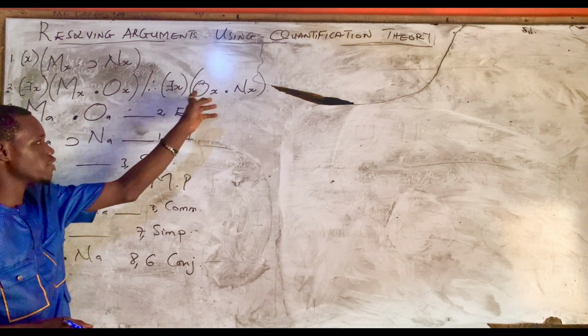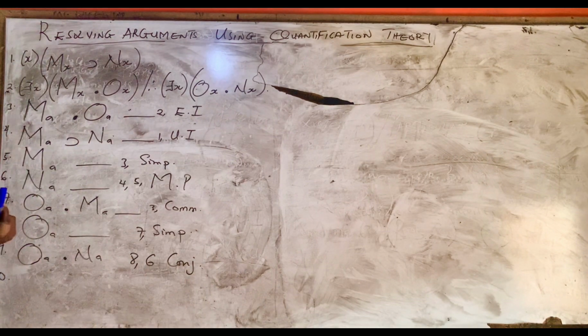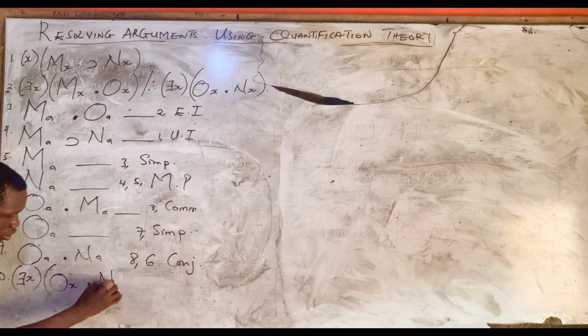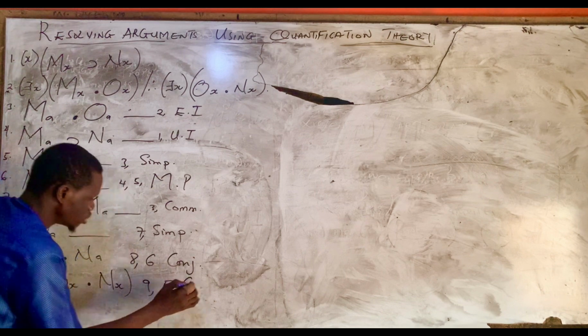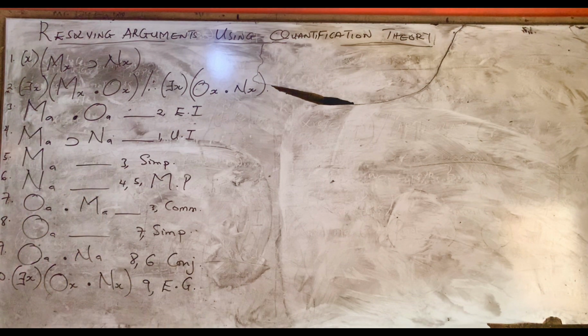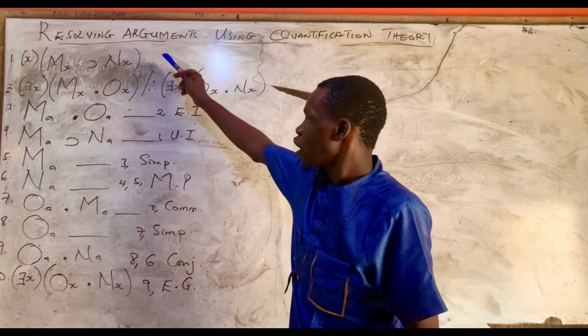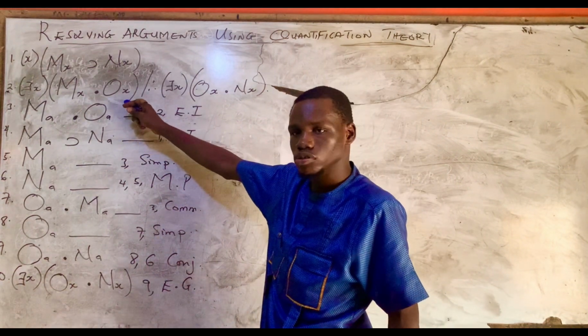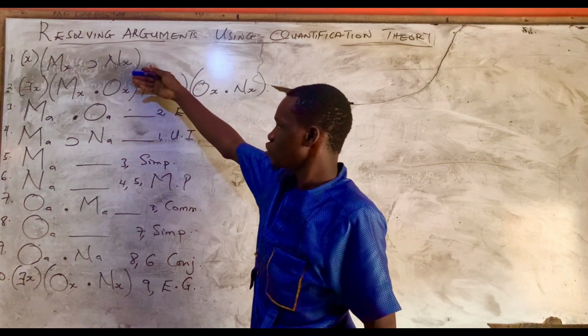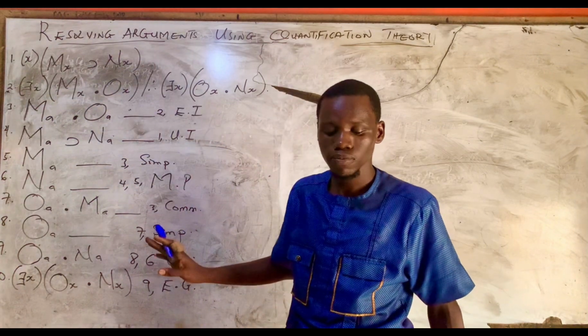Now you go to line 10. What do we need to arrive at? Remember that with existential generalization, from an instance you can derive an existential proposition. So that will now be there exists x, Ox and Nx, 9, existential generalization. So that is how, whenever we have arguments that have both the universal proposition and the particular proposition under quantification theory, it starts from the particular first, the existential. Then we go to our universal. Then we use our rules of inference and replacements.